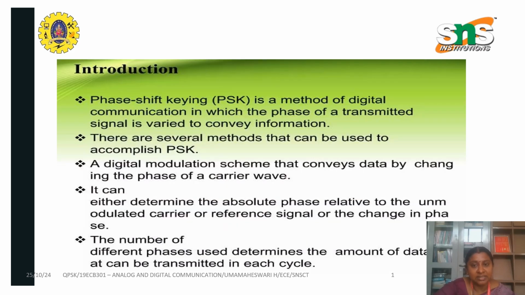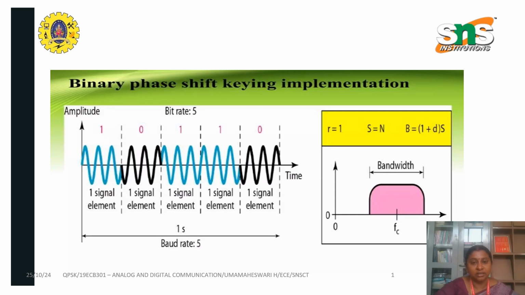Phase shift keying is a method of digital communication in which the phase of the transmitted signal is varied to convey information. There are several methods that can be used to accomplish PSK. It is a digital modulation scheme that converts data by changing the phase of the carrier wave. You can either determine the absolute phase relative to the unmodulated carrier or reference signal. The number of different phases used determines the amount of data that can be transmitted in each cycle.